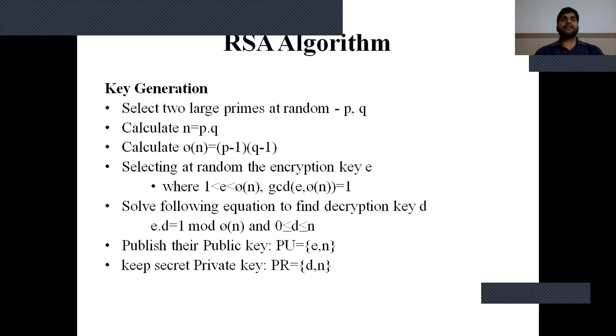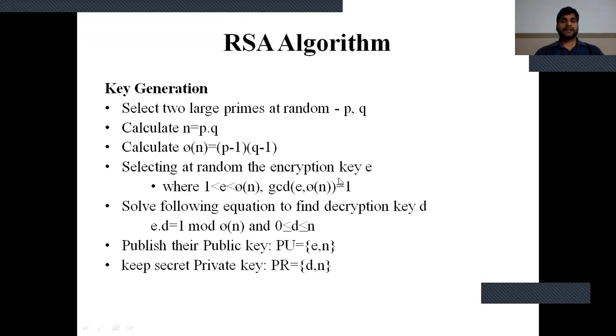Next, select at random an encryption key E, where the value of E belongs to 1 to phi n and GCD of E comma phi n equals 1, because E is relatively prime to phi n. To solve the following equation, find the decryption key D: E into D equal to 1 mod phi n, and the value of D belongs to 0 less than or equal to D less than or equal to n.